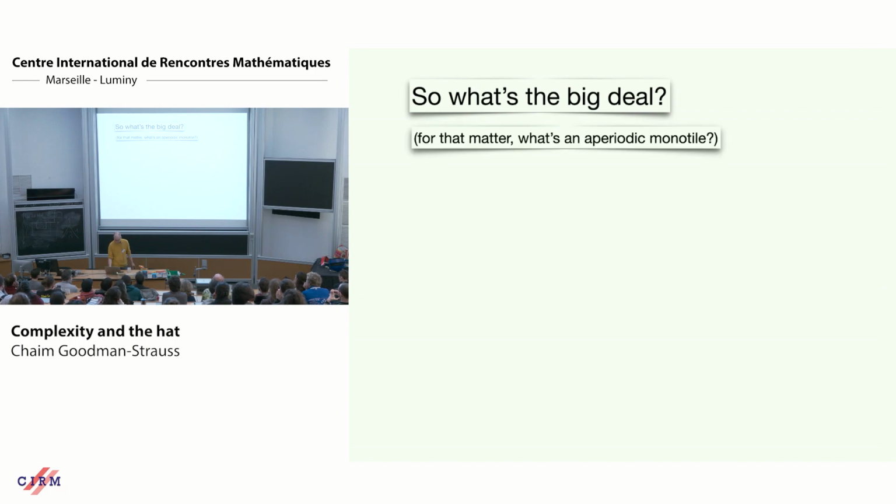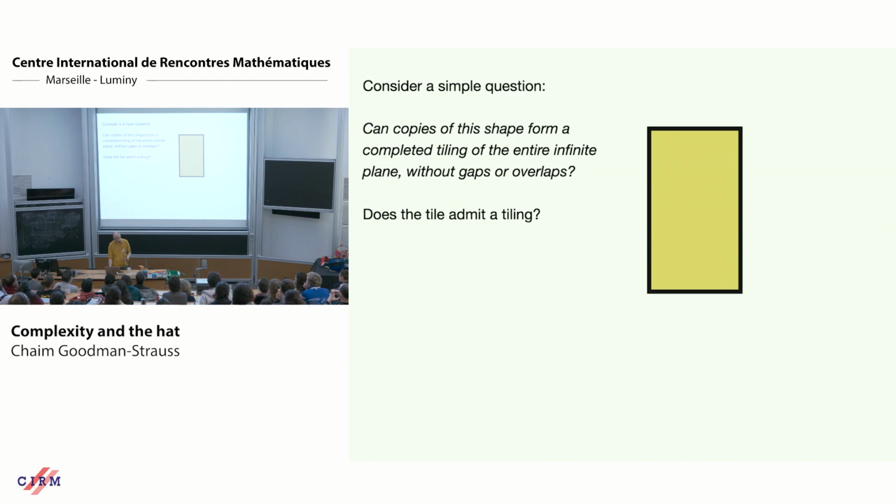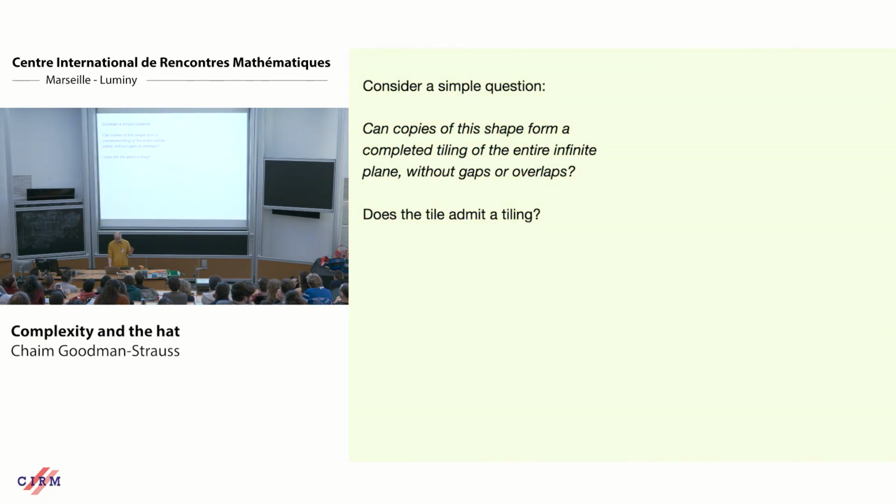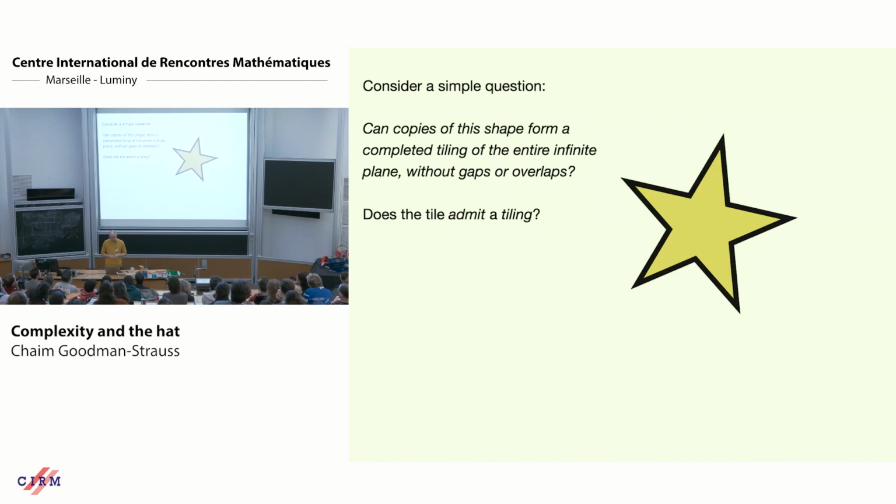So what is an aperiodic monotile? The basic question here, which is really kind of amazingly subtle, is simply, can copies of this shape be used to form a tiling? Well, this one's not so subtle. I think all of you know the answer to this one, don't you? Of course, that's moronically simple. And this one, I think you can all pretty well come up with a proof very quickly that it does not admit a tiling.